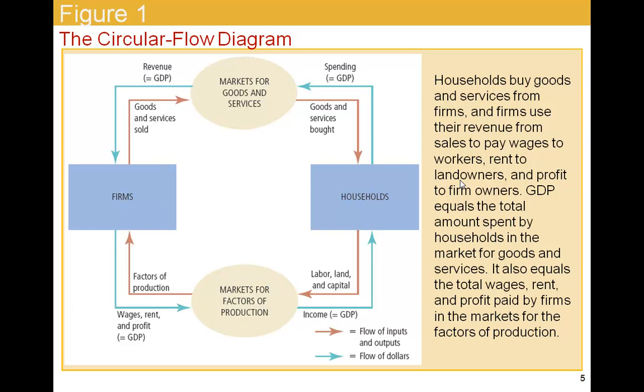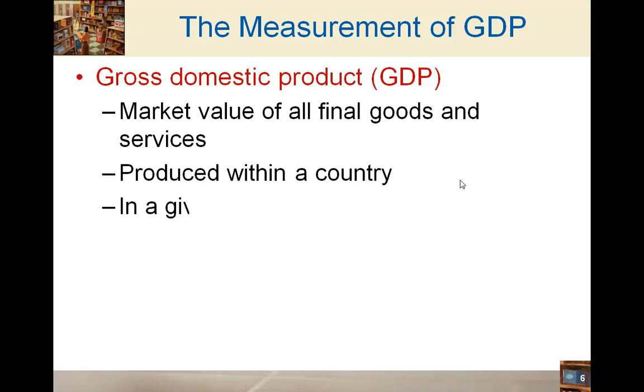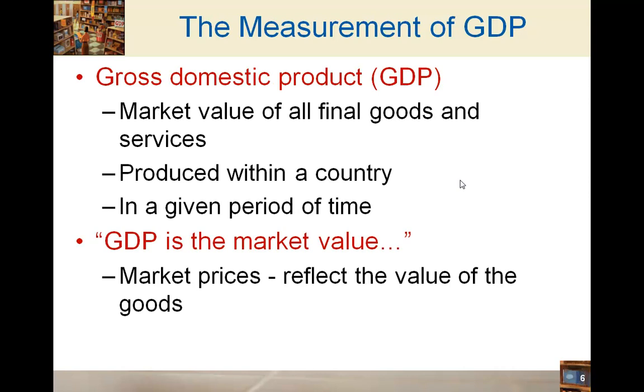That leads us to two ways in which we can calculate GDP. The two ways we can calculate GDP, by the way, are called the expenditure method or the income method. Now, in these slides, we're actually just going to look at the expenditure method. So, let's get to a definition of GDP. GDP, as I said, is gross domestic product.